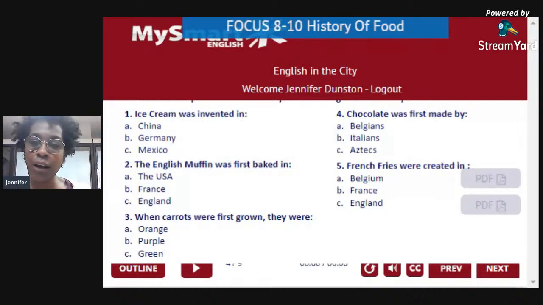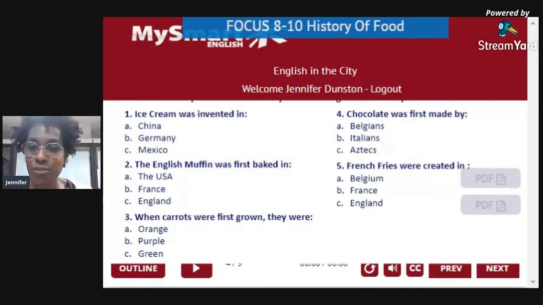So let's take a look at our foodie quiz. Are you a foodie? Do you know your food? There are 5 multiple choice questions on your screen. Let's take a look at the first one. Now, as you come up with the answers, you can either write them down off to the side or send them to me here in our chat, and then we'll consider them all together. The first one says, ice cream was invented in.